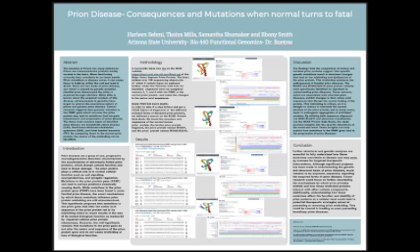For our project, we decided to focus on prion disease, more specifically the consequences and mutations when normal turns to fatal. I will be going over our abstract and introduction. The function of prions has many unknowns. Prions are transmembrane proteins mostly located in the brain. When functioning correctly, they contribute to our brain health. When mutations or disease occur, it can lead these to build up within the cell and lead to death.